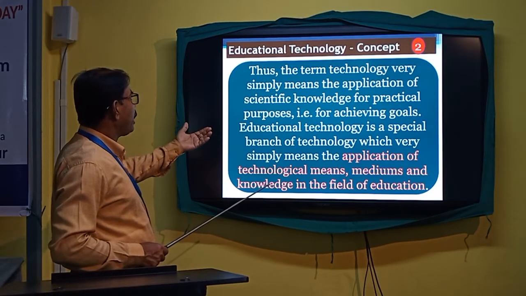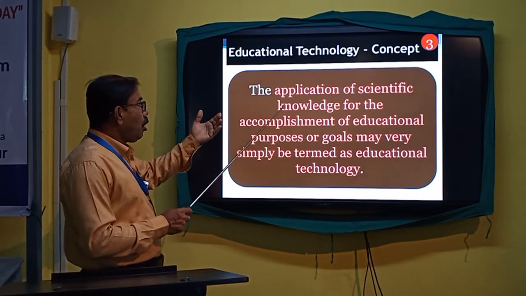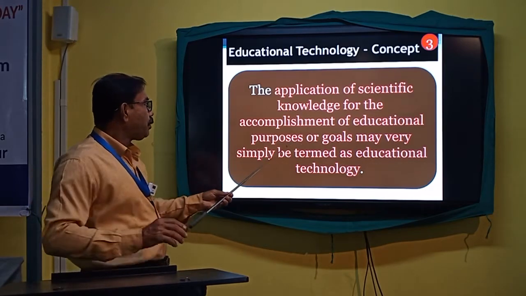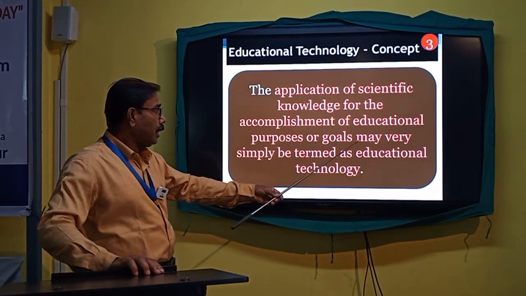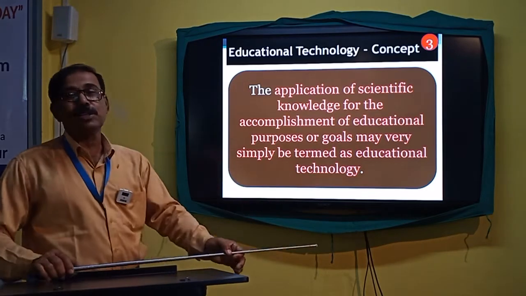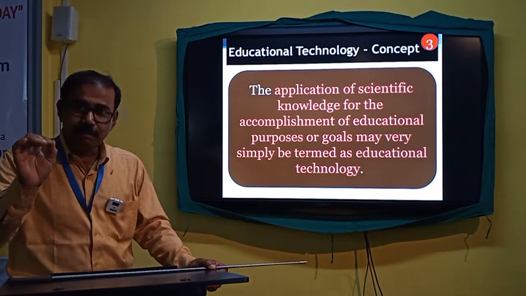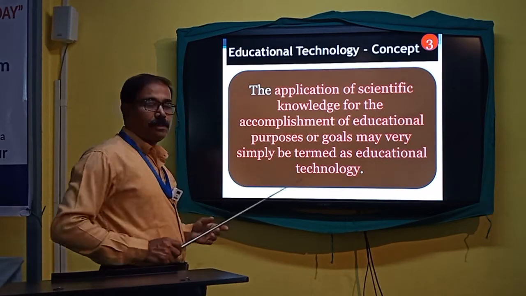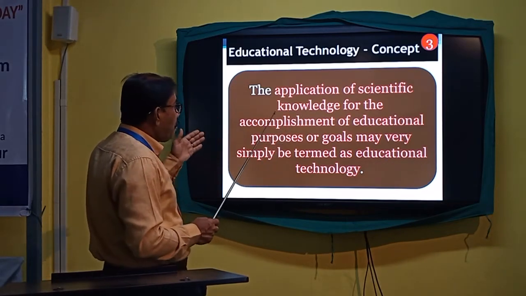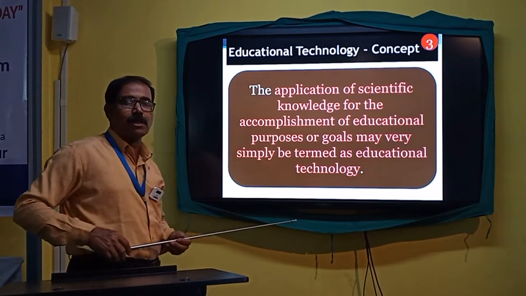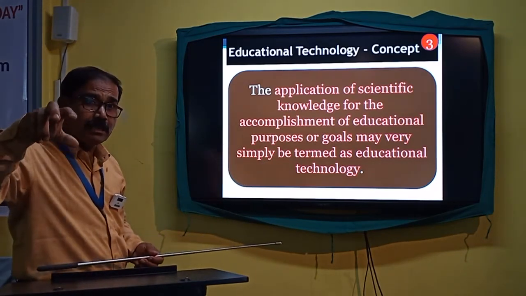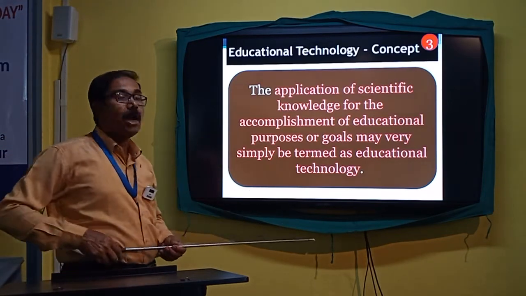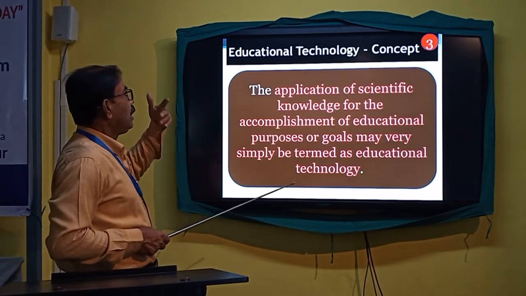Let us see the next slide. The application of scientific knowledge for the accomplishment of educational purposes or goals may very simply be termed educational technology. The definition is very simple: the application of scientific knowledge for achieving the goals of the process of education may be termed educational technology. Let us see the next slide.